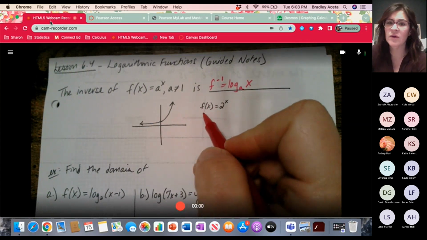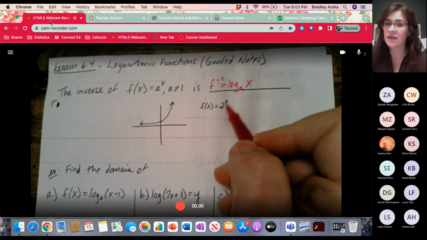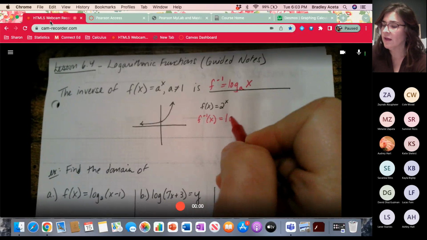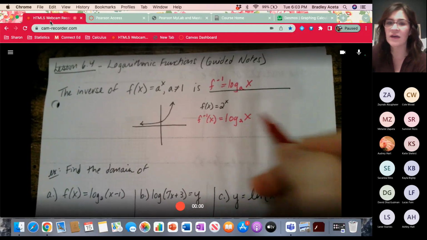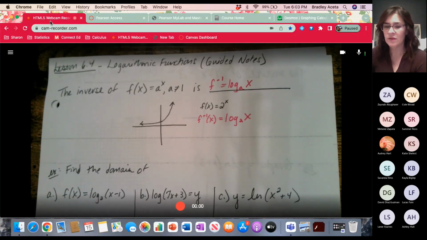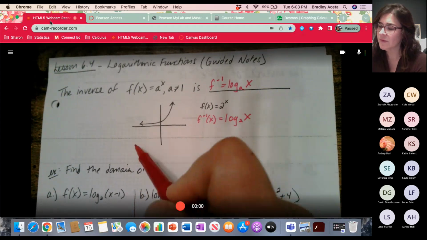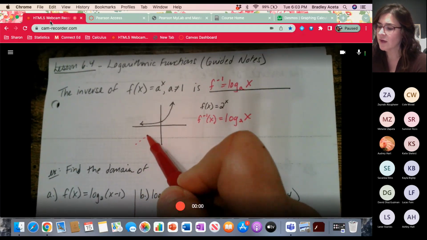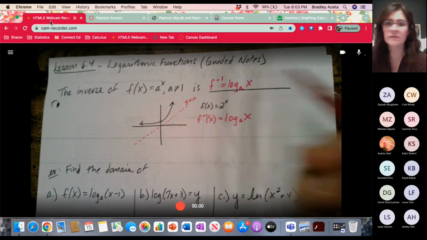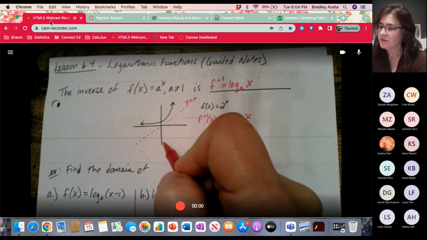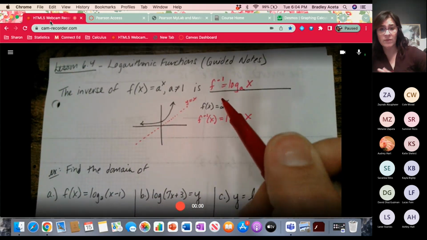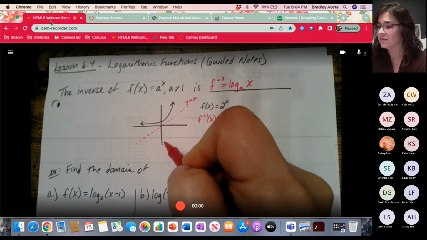So if I have f of x equals 2 to the x, which is the exponential, the inverse would be log base 2 of x. Now you can type this into Desmos, but if you remember, any inverse flips over the y equals x line, which is this line that goes through 0, 0, goes up 1 over 1, up 1 over 1. And if you remember, your domain becomes your range and your range becomes your domain. So this graph actually looks like this.